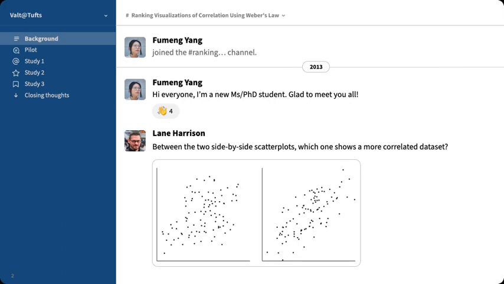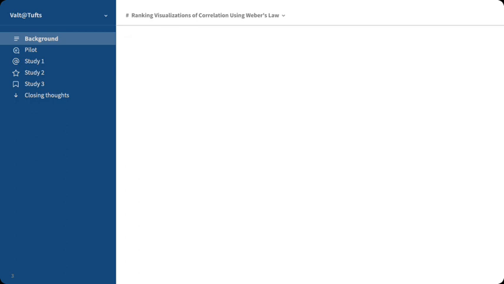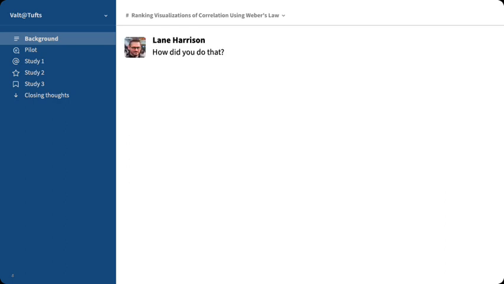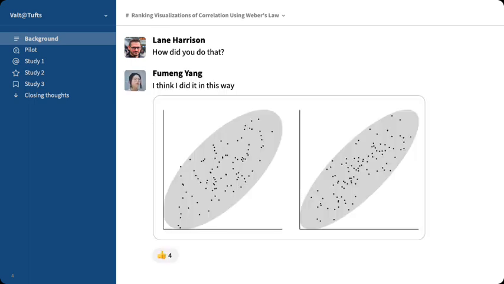Between the two side-by-side scatter plots, which one shows a more correlated dataset? This problem is both simple and difficult. It is simple because as long as you know a bit about correlation, you can make the right judgment. It is difficult because you are unlikely to calculate correlation values from the scatter plots. Instead, you might look for visualization features such as prediction ellipse when making your judgments.